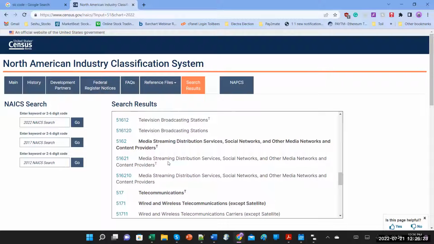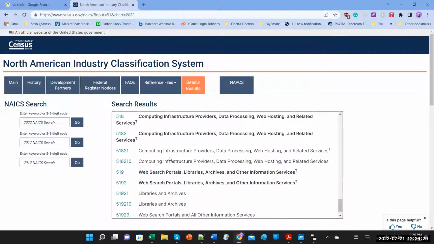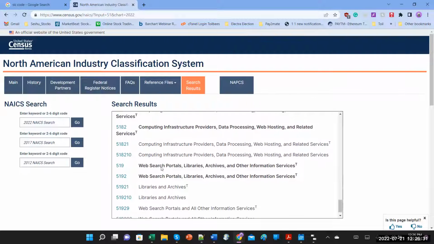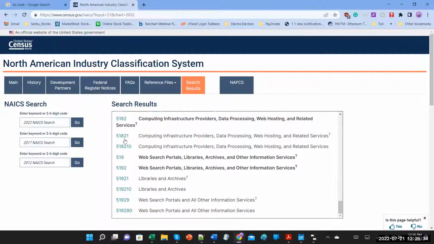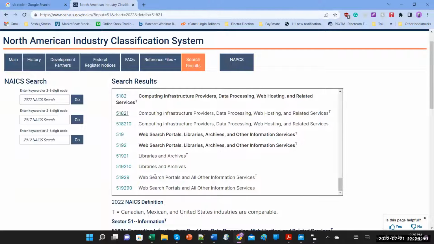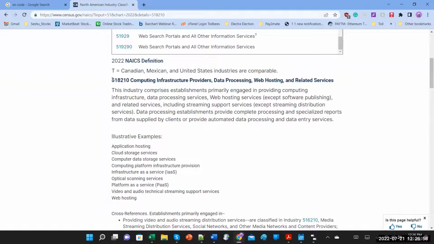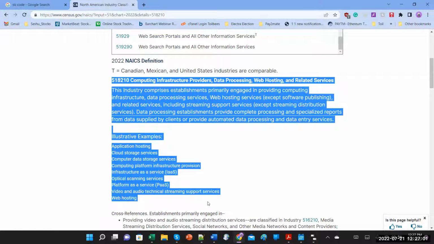5132. So telecommunications, satellite, computing. Okay, this is the computer infrastructure, data processing. So 51821. Data processing. See, this is under 5182. We come under one of these. Yes. Okay, like this. So they know what that is. 518210. See, this is all the NAICS code. They will enter this code. If they enter this code, all of them is covered.